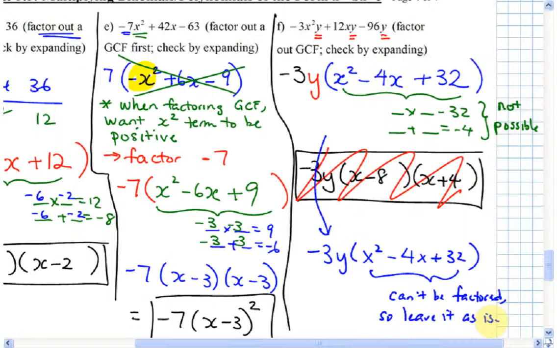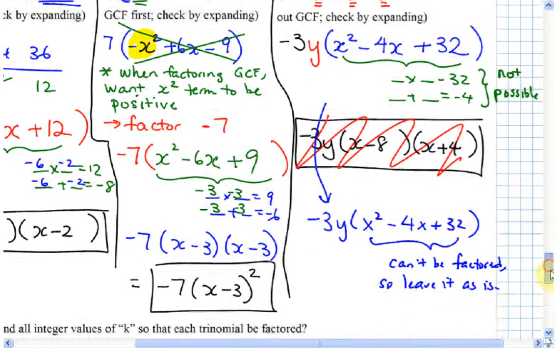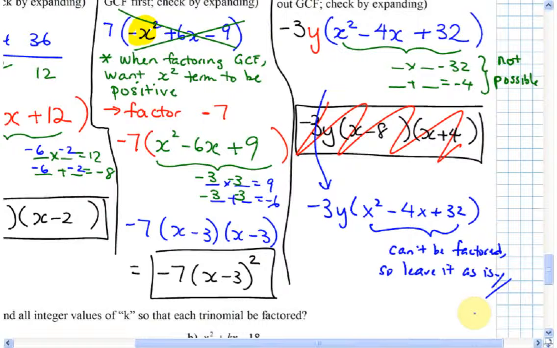Trick or treat. Oh, sorry, wrong holiday. But there you go. Okay, so be careful, dear friends. Not all of these can be factored. And if you can't factor it like that, you just leave it and say it can't be factored.